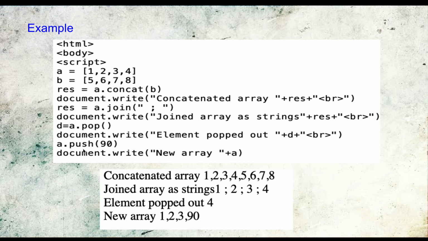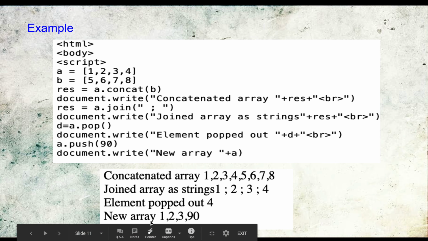Okay, and next is the push method. The push method adds the given element to the end of the array. Since here also we have mentioned array A, it adds this new element to the end of the array A. So you can see the output 1, 2, 3, 90. That is, 4 has already been removed. So the previous method pop removes 4 from the array, so 4 is not seen in this output. It displays 90 instead of 4, that is the element lastly added to the array.